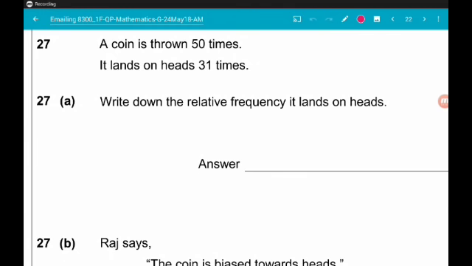7. A coin is flipped 50 times. It lands on heads 31 times. We want to write down the relative frequency of getting a heads. So a relative frequency is the number of times the thing we are interested in happened out of the total number of times we did the trial, if you like. So here, the total number of heads over the total number of coin flips. So 31 out of 50.